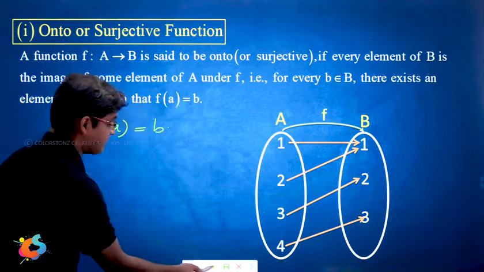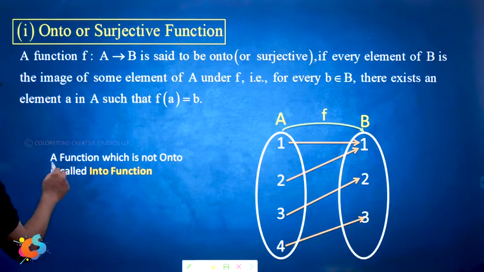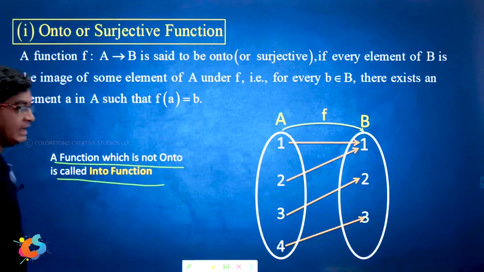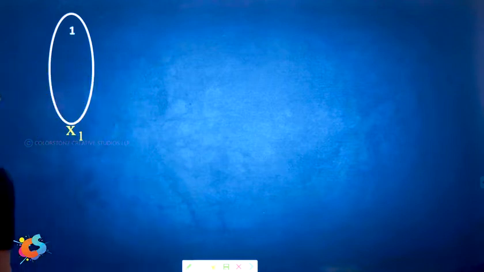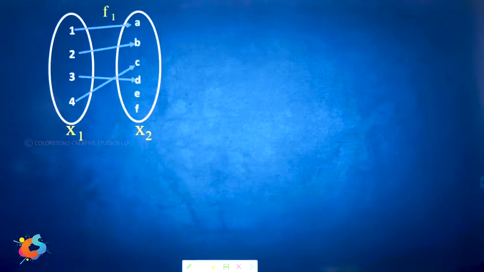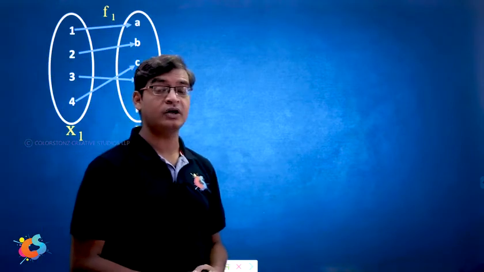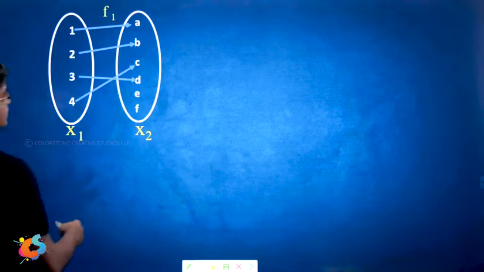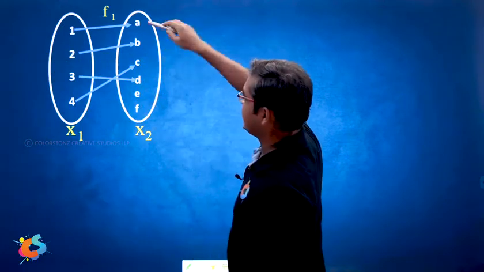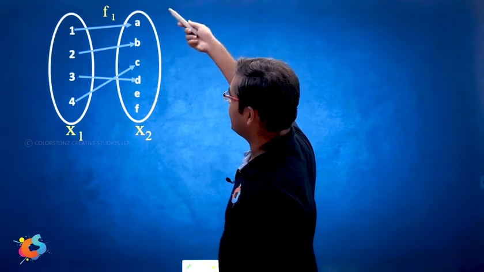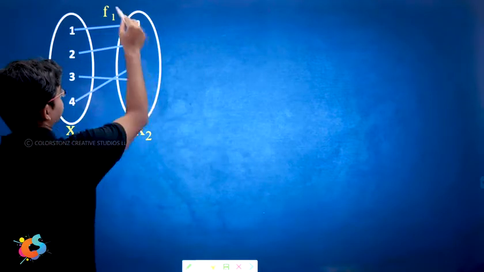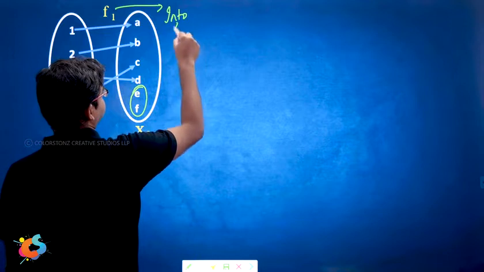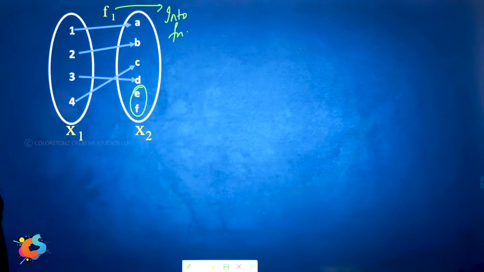Let us take some examples. A function which is not onto is called into function. This also we have studied. Let us say there is a function F1 which is mapping from set X1 to set X2, and the mapping is like this. Here clearly I can see range is not equal to codomain. Why? Because there are some elements left over. So therefore F1 is into function.